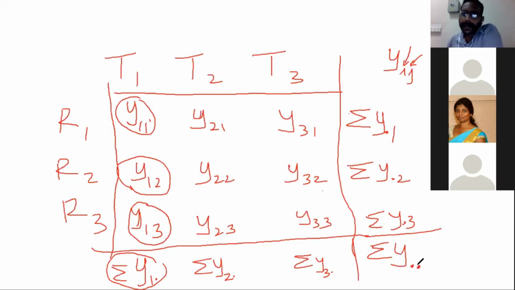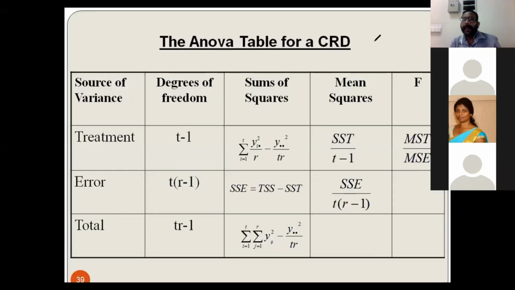Y dot dot. That means it is the total. So this is called the grand total. Is it clear? Right. Now, anyone having questions? If you don't know how the notations are arranged, then we have a problem. If the notations cannot be identified by you all, then we will have a problem.